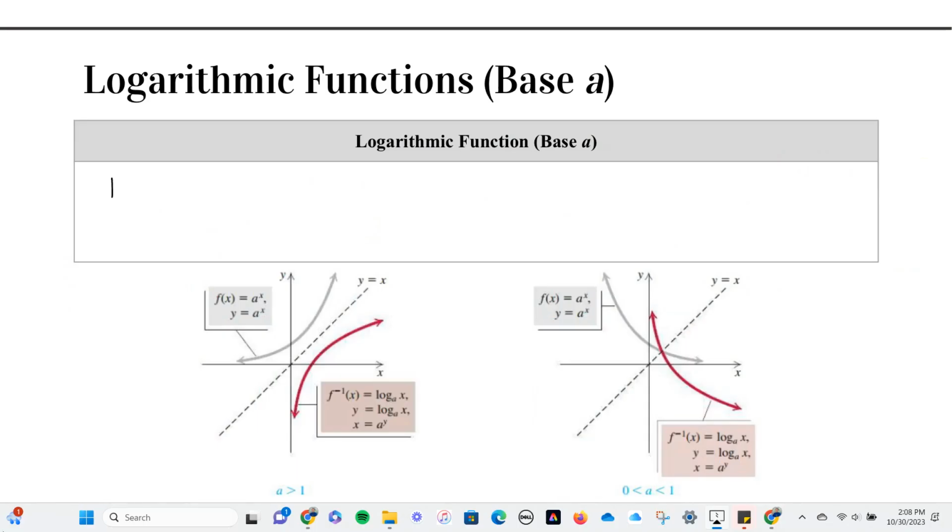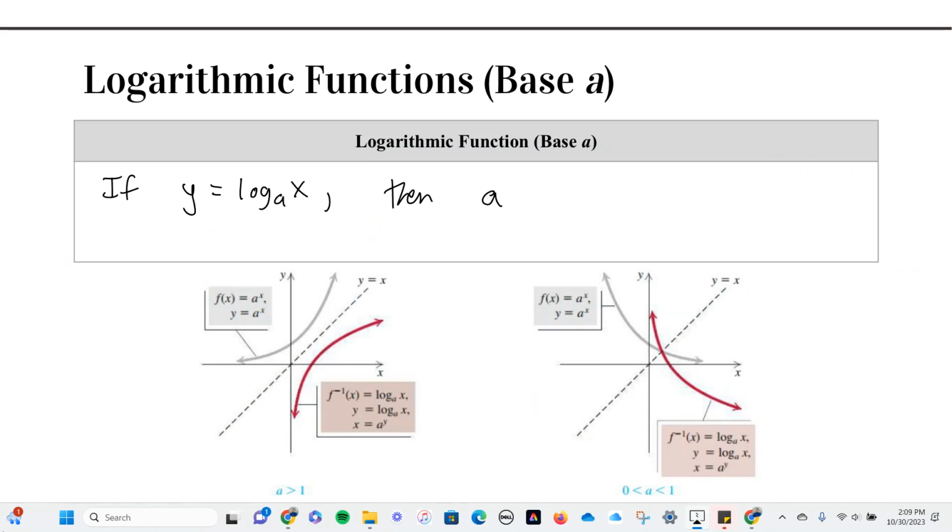When we define a logarithmic function, we'll say that y equals log base a of x in general for the parent function for logarithmic functions. Really what this means when we say that log base a of x is equal to y is that the a will get raised to the y power to equal x.